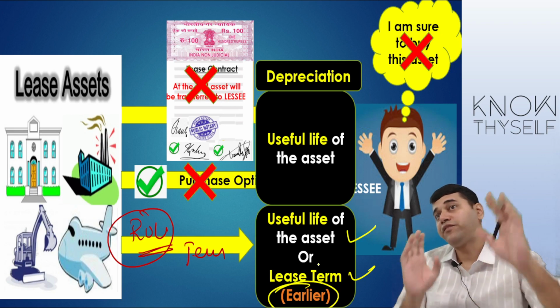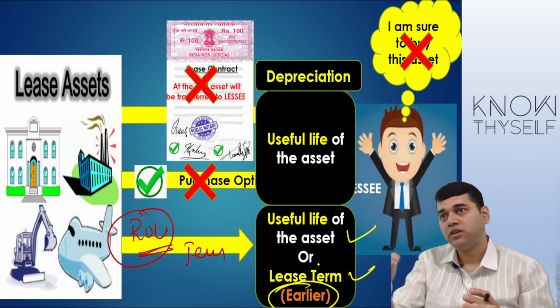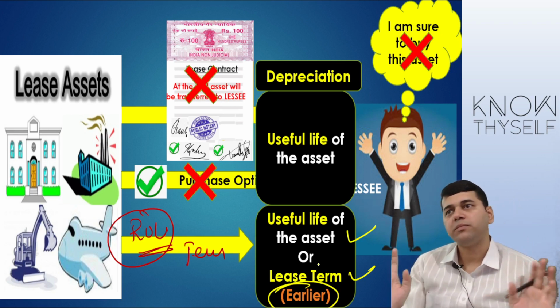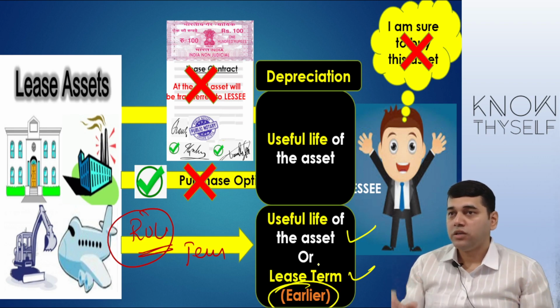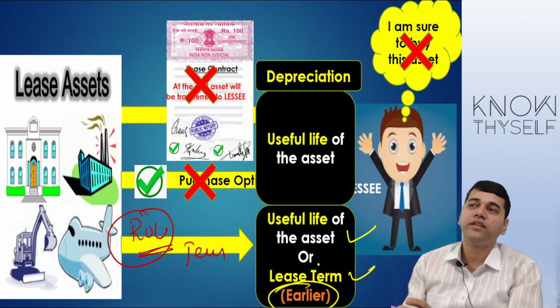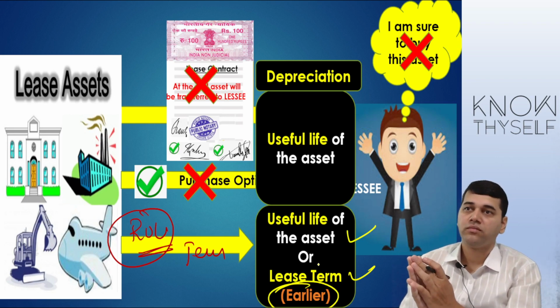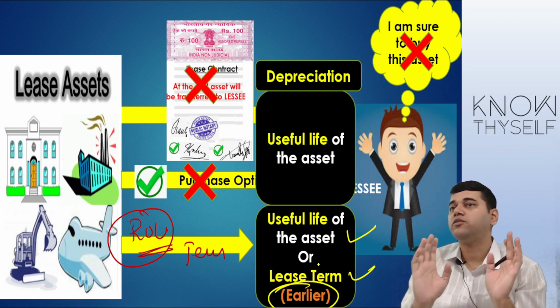Your asset is having 50-year life, lease is only 3 years. You are not going to get that asset. You will depreciate by 3 years. Your lease is for 10 years, but the useful life of the asset is going to finish by 8 years only. So ROU asset has to get depreciated over 8 years.